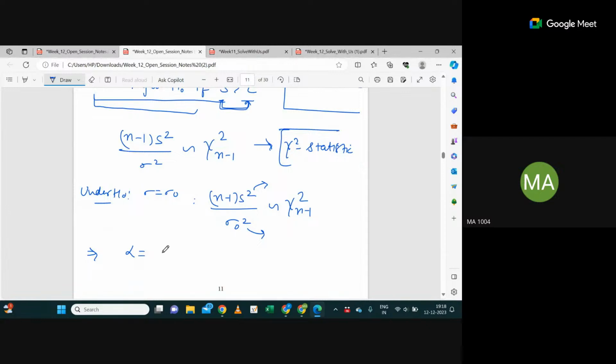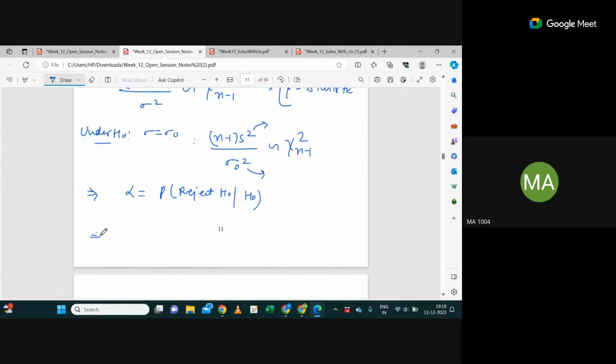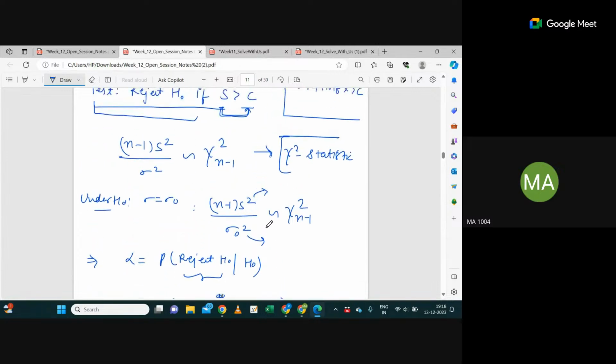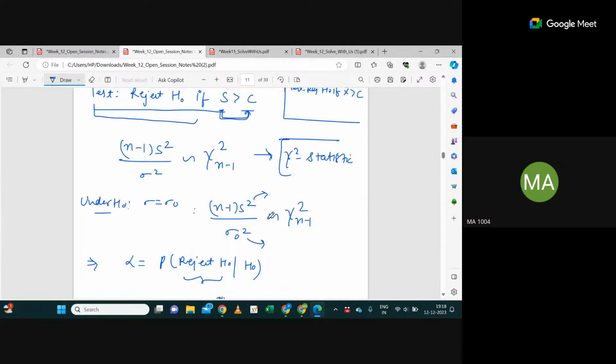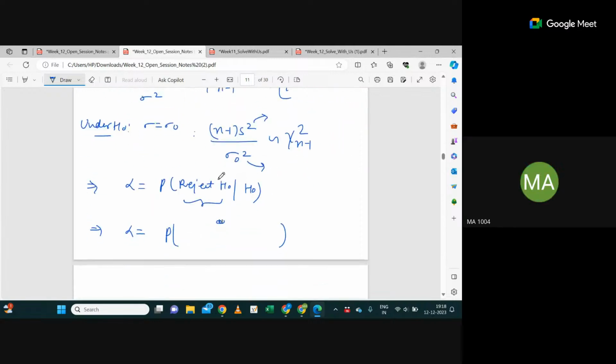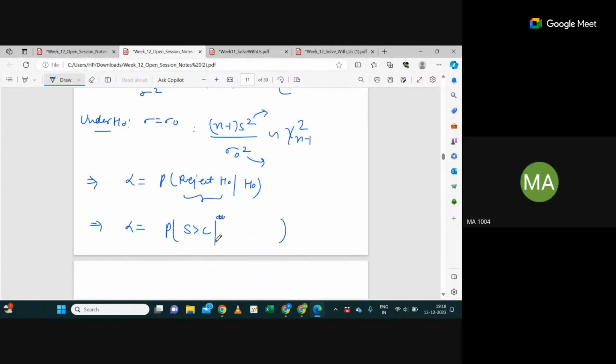Correct. So alpha is what? Probability of rejecting H0 given that H0 is true. Now tell me, what should I write at the place of rejecting H0? You can initially write S greater than C. Correct. Very good. And H0 is, let's say, sigma is equal to sigma naught, right?